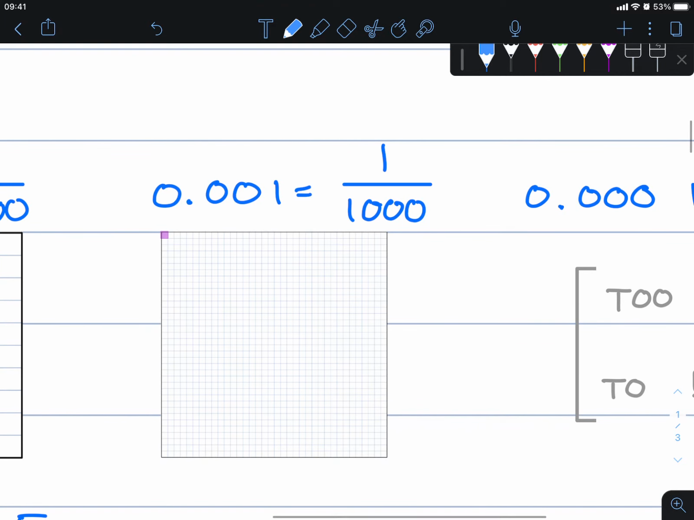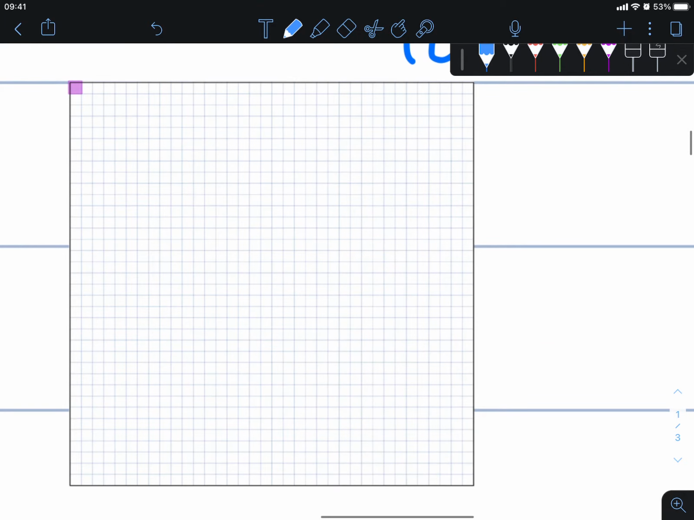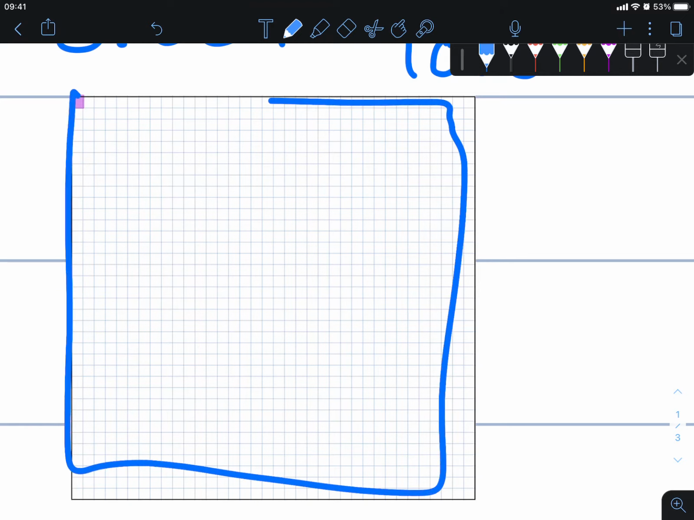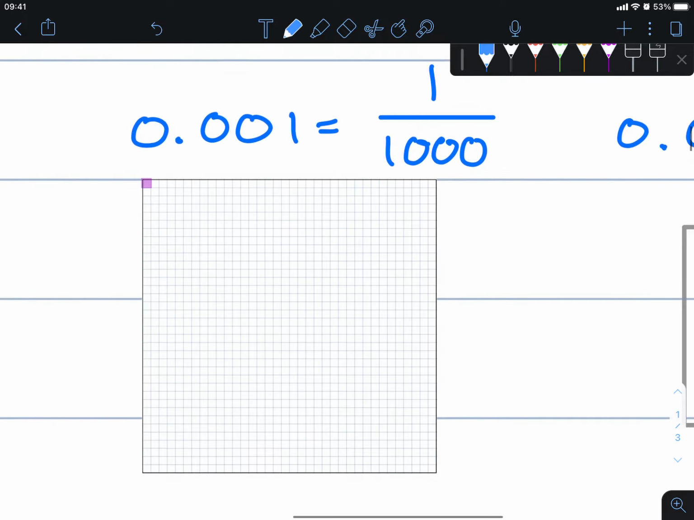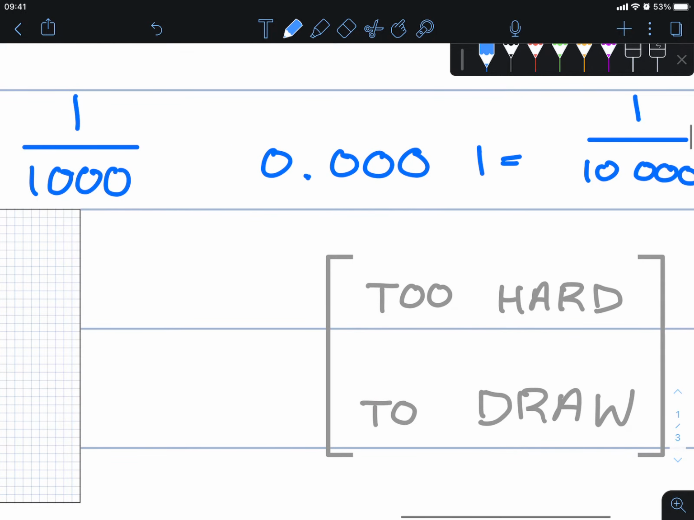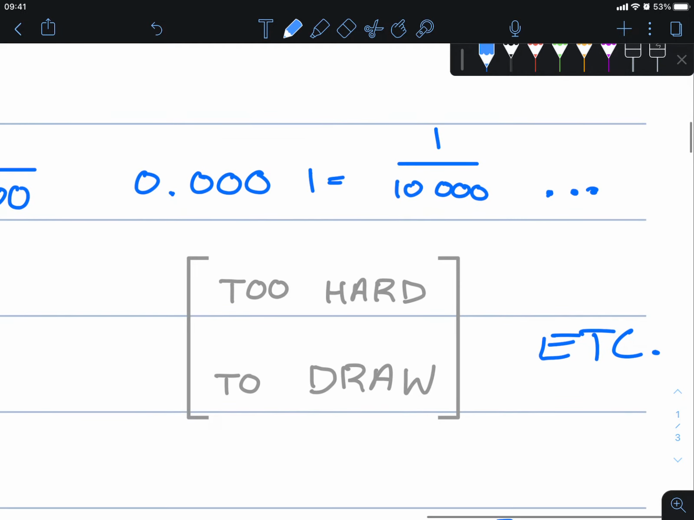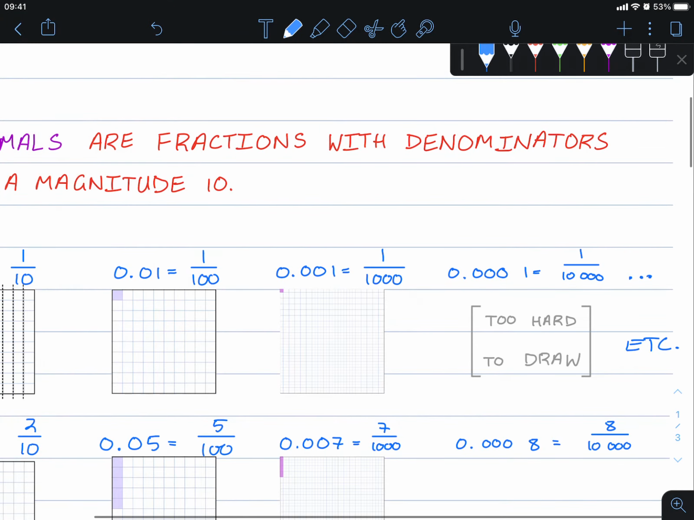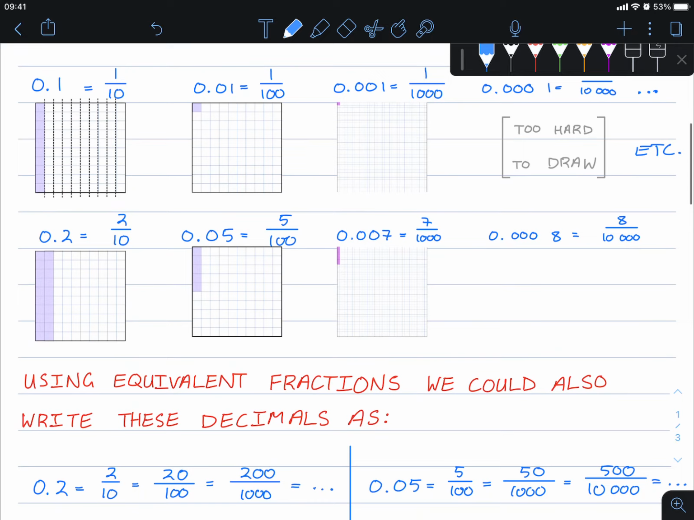0.001 is 1/1000. I didn't actually draw 1,000 blocks here. It's actually very difficult to do so, but still we take 1 out of 1,000 total blocks. 0.0001 is 1/10,000. This is just too hard to draw, and I think you get the idea.